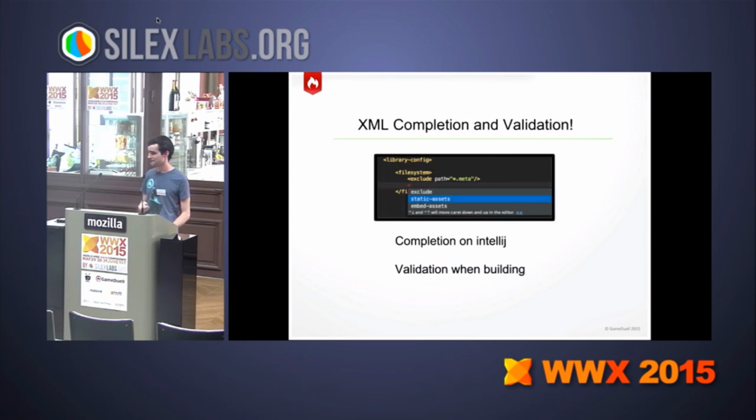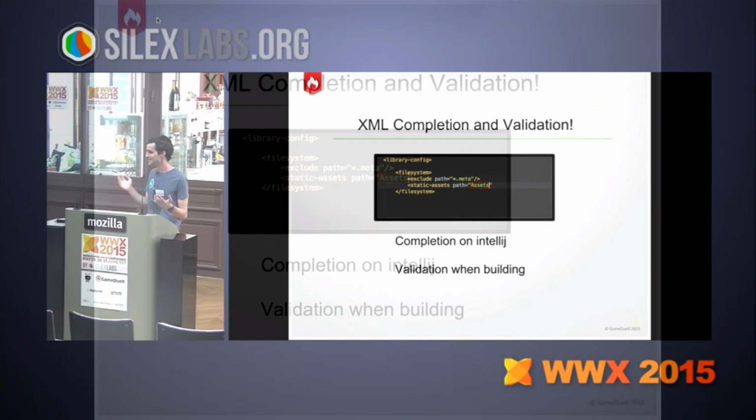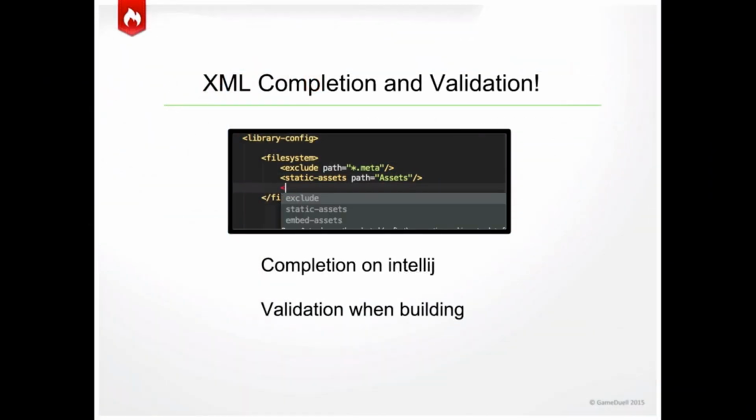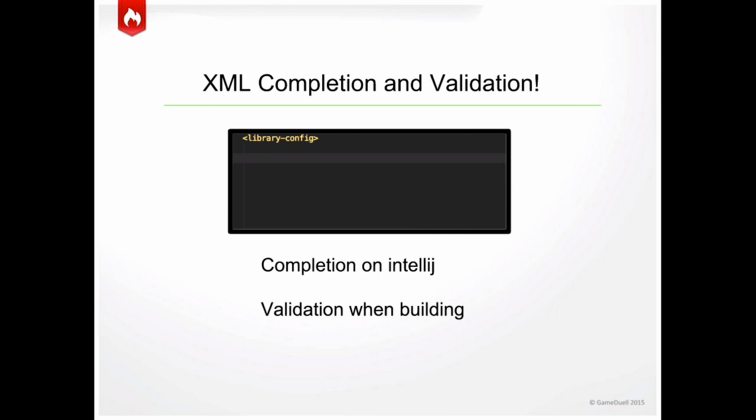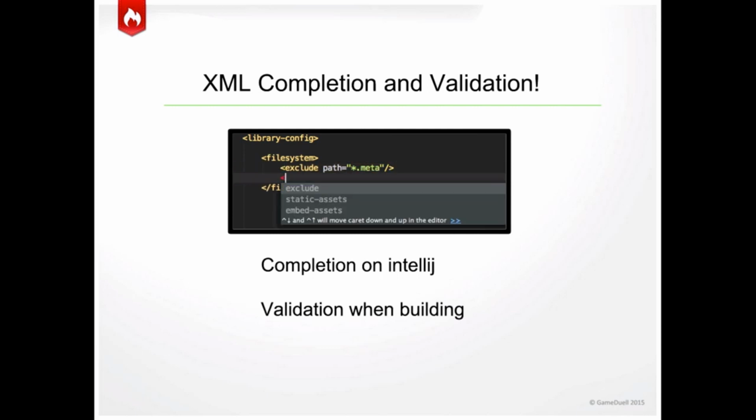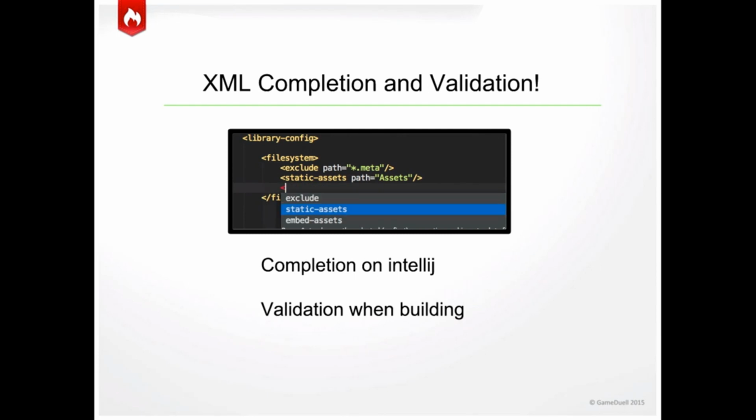Another cool thing that we have, this is completely an addition, is schema validation. Our XML changes depending on what dependencies you have and what platforms you use. So when we call the update command on the tool, it not only downloads and updates the libraries, but also generates a mega schema from all the schemas of all the libraries. Then if you have IntelliJ, you can get super cool completion. Also, if you make a mistake in the XML, it crashes when you build.